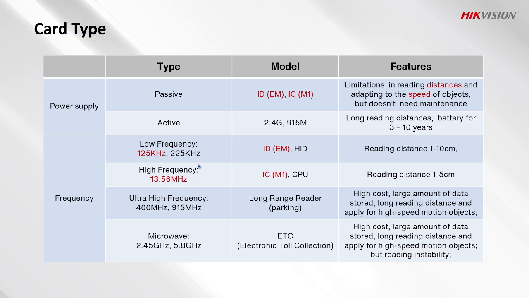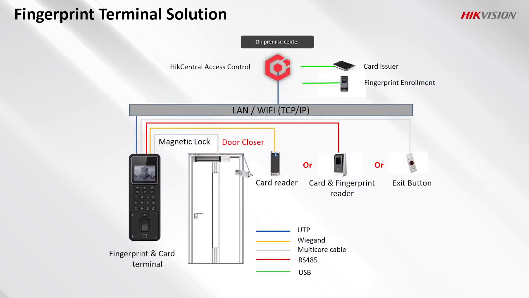I'm sure you've seen they put a tag on the car. Then at the gate, when the car gets there, the reader can detect this car and open the barrier. Then we have microwave, which is 2.4 and 5.8. For instance, the ETC, electronic toll collection, is more expensive but much more reliable, has a long reading distance, and also supports high speed.